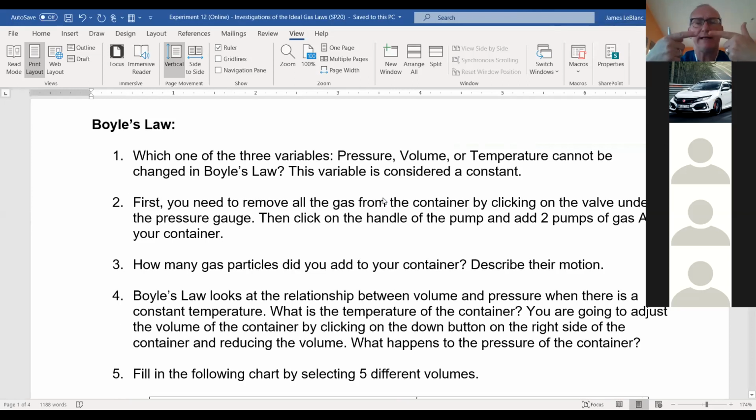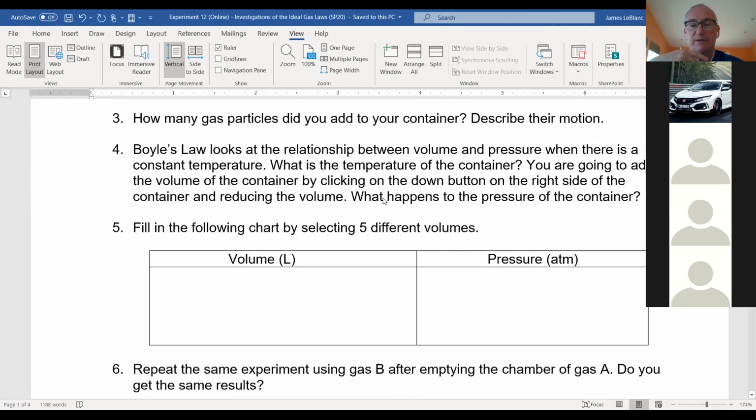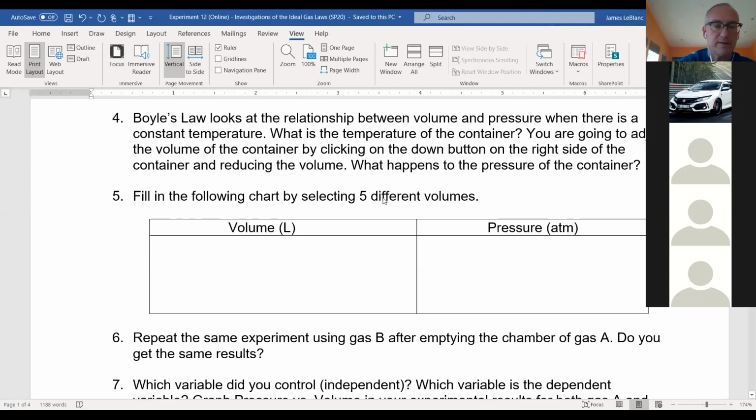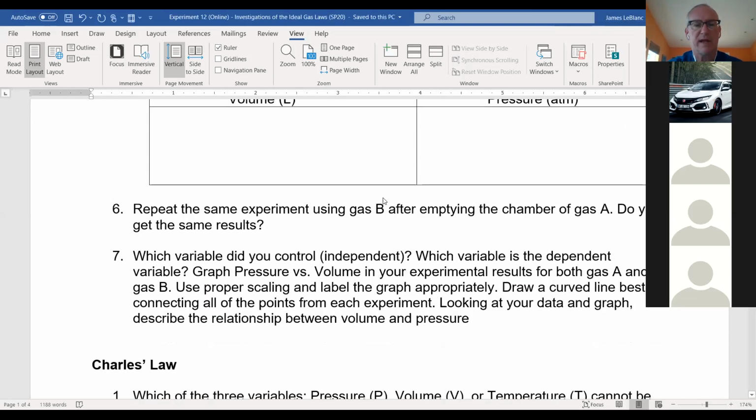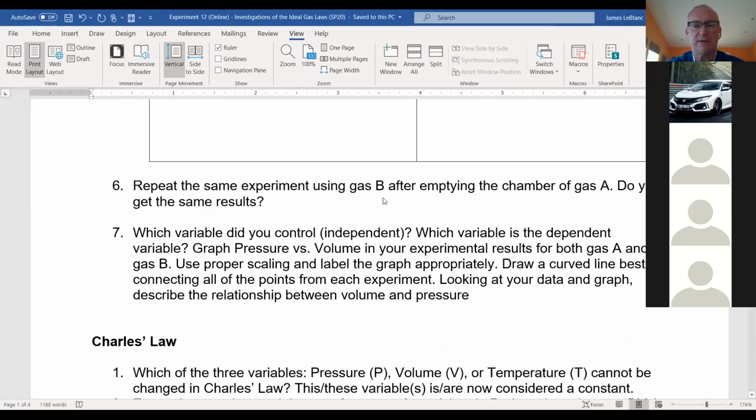What I'd like you to do is write the usual sort of report: title, purpose, and procedure. You don't have to write down exactly what's here. Basically, just summarize what you're doing. And then here's what your data chart will look like. Just fill in the different volumes. Say at 100 liters, my pressure was 1 atmosphere, and at 235 liters, it was 2.38 atmospheres or whatever. I recommend at least 5 different volumes here. And then you're going to plot these at the end. Which variable was independent, which variable was dependent, and then graph pressure versus volume, okay?